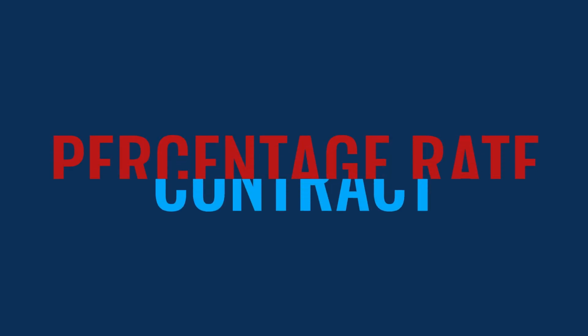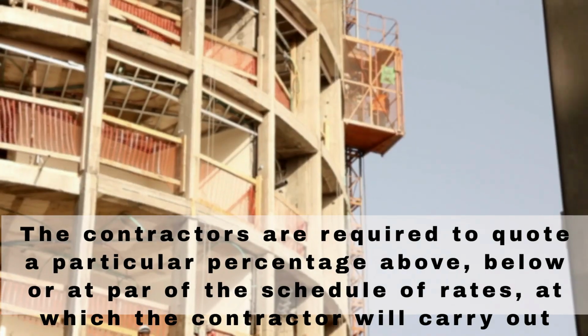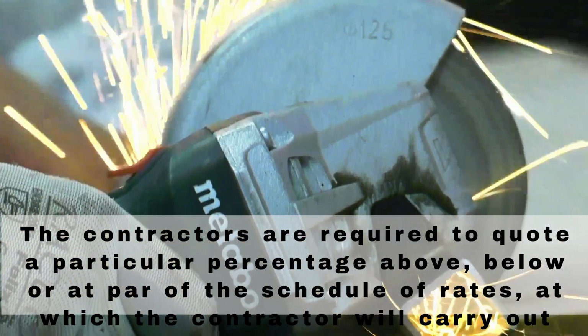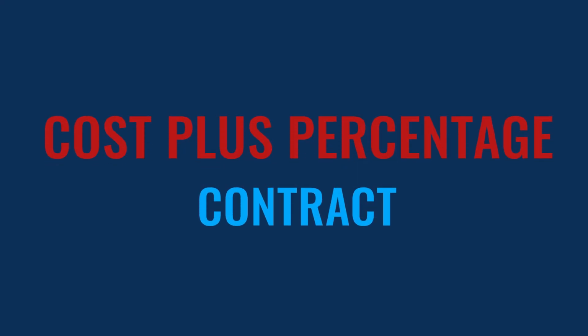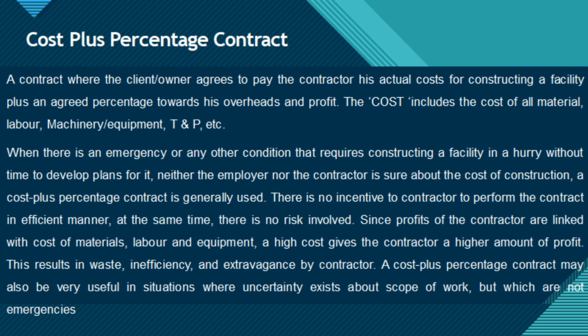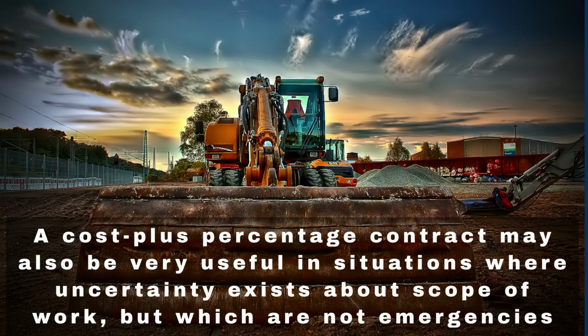Percentage rate contract. Percentage rate contract is a simple form of contract where contractor has to carry out the work at par with the rates as per the schedule or percentage depending on the rates depicted in schedule of item of works. Cost plus percentage contract. In cost plus percentage contract, client agrees to pay the contractor his actual cost, which includes cost of all materials, machinery and labor. Cost plus percentage contract is beneficial when there is an urgent requirement to construct a facility in which both the parties involved are unsure of the cost incurring in the construction.